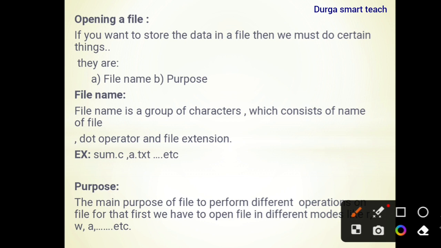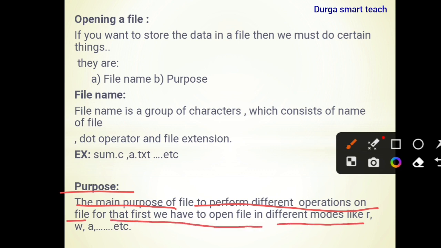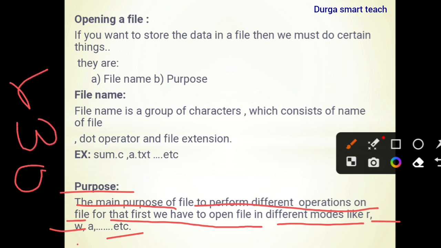And the next one is the purpose. What is the purpose of opening the file, whether it is for reading or writing? The main purpose of a file is to perform different operations on it. For that, first we have to open the file in different modes like read, write, append, etc. These are the purposes, whether you are opening a file for reading, writing or appending. So you need to mention the purpose.